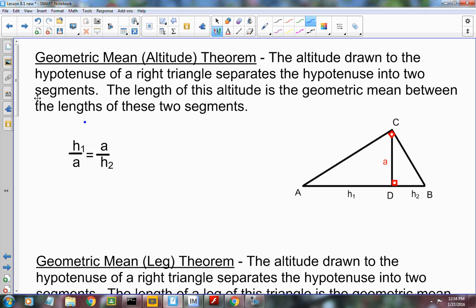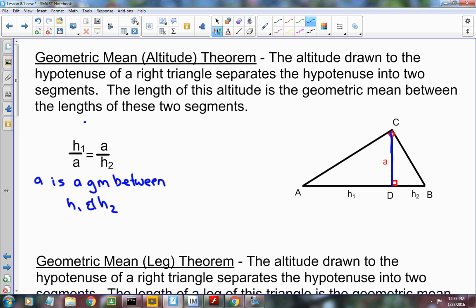And so within your big right triangle with the altitude drawn, you have two different geometric means. Actually, you have three, but two different types. Your altitude is a geometric mean. Okay? This altitude, when you draw it, it breaks the hypotenuse into two parts. This is a geometric mean between both of those parts. So A is a geometric mean between H1 and H2.